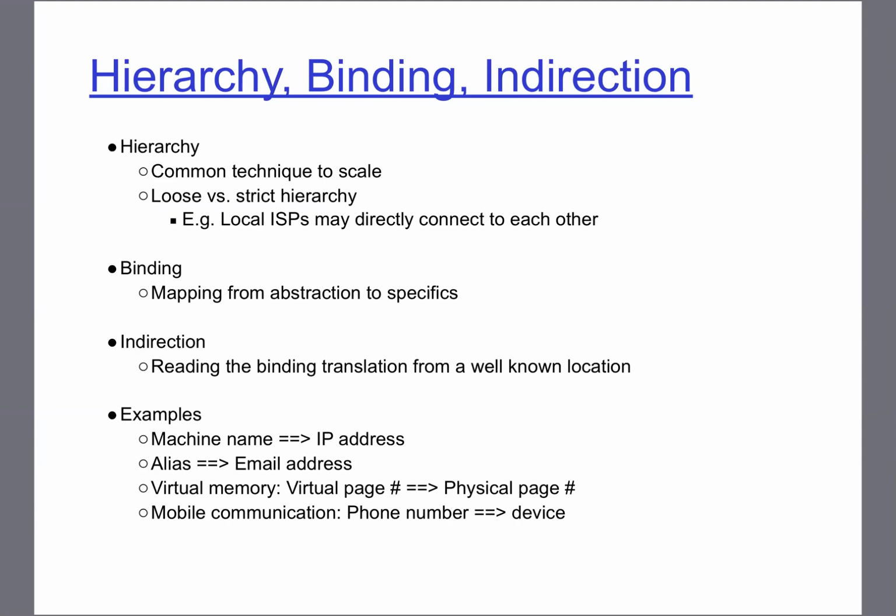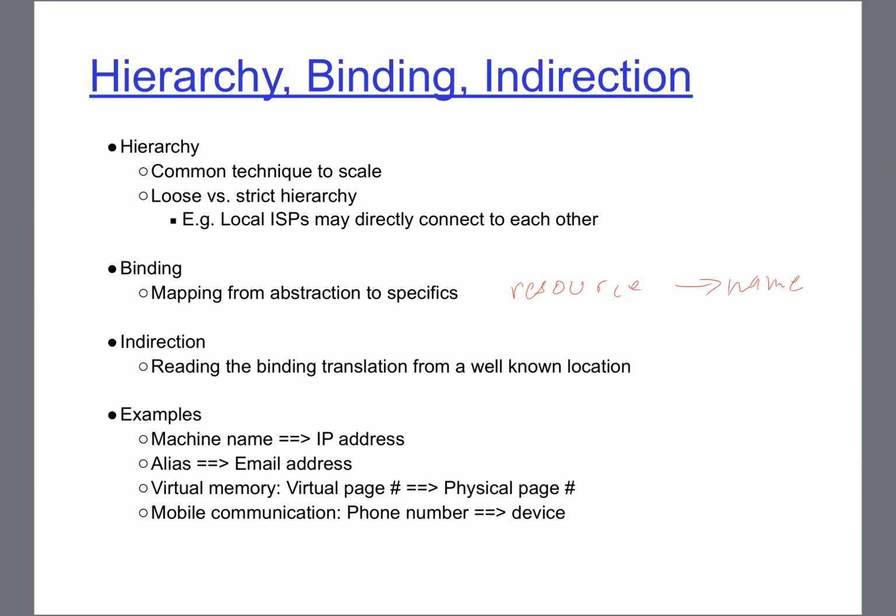So again, there's a distribution of administrative responsibility throughout every level of hierarchy. Binding usually refers to the fact that you want to... the description here is kind of vague, mapping abstractions to specific. But what we are referring to in computer science is, for example, you might have a resource, and you might want to give it a name.